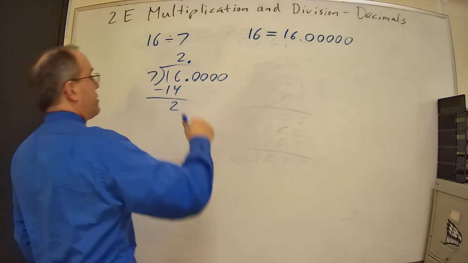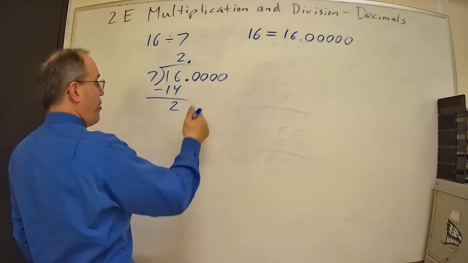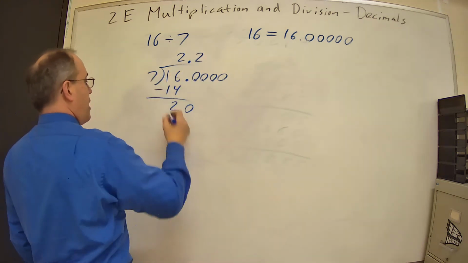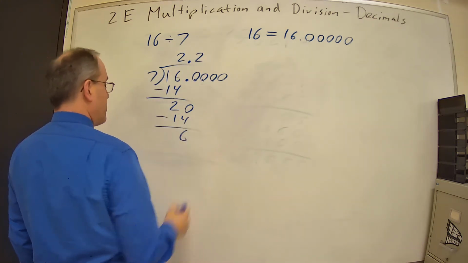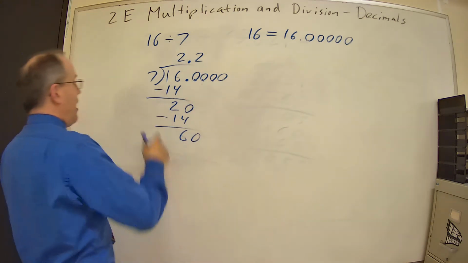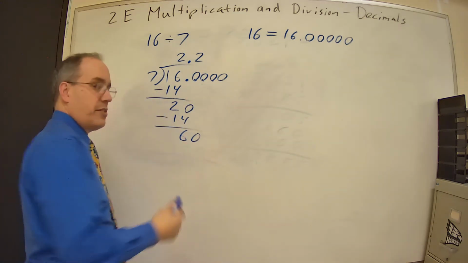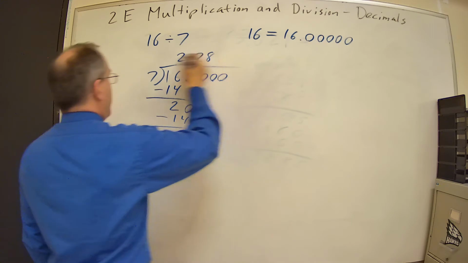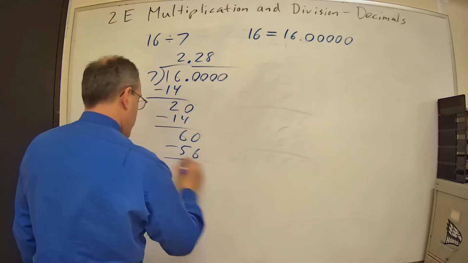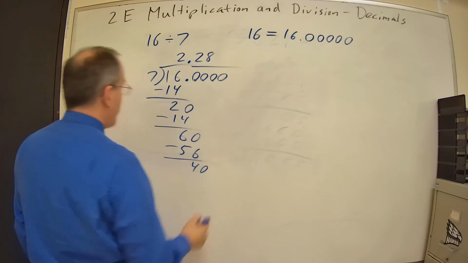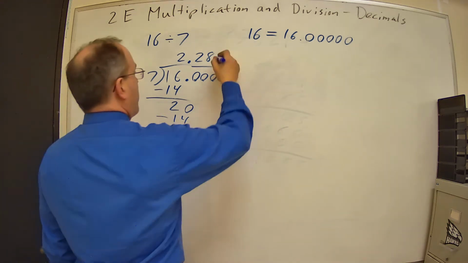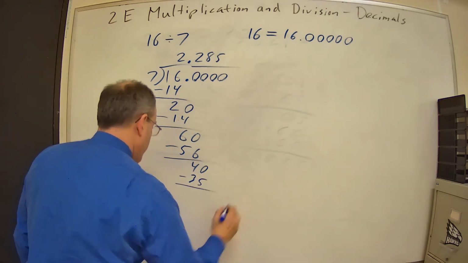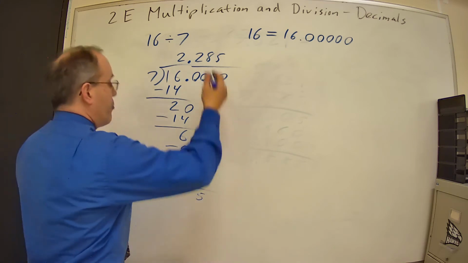So if that's the case, now I can keep going. I can pull down this 0. How many times does 7 go into 20? It goes in twice. 2 times 7 is 14. Subtract, we get 6. Bring down a 0. How many times does 7 go into 60? It goes in 8 times. 8 times 7 is 56. Subtract, we get 4. Bring down the 0. How many times does 7 go into 40? 5 times. 5 times 7 is 35. Subtract, we get 5.